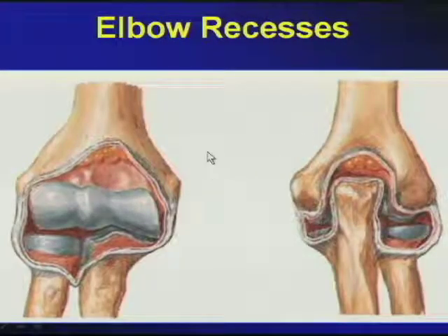let's take a quick review of the elbow. Recall that there are two major recesses, which is the anterior recess and the posterior recess. The posterior recess is often called the olecranon fossa. In the anterior recess, there are two fossae. First, the shallower and smaller radial fossa, and then the deeper and larger trochlear or coronoid fossa.